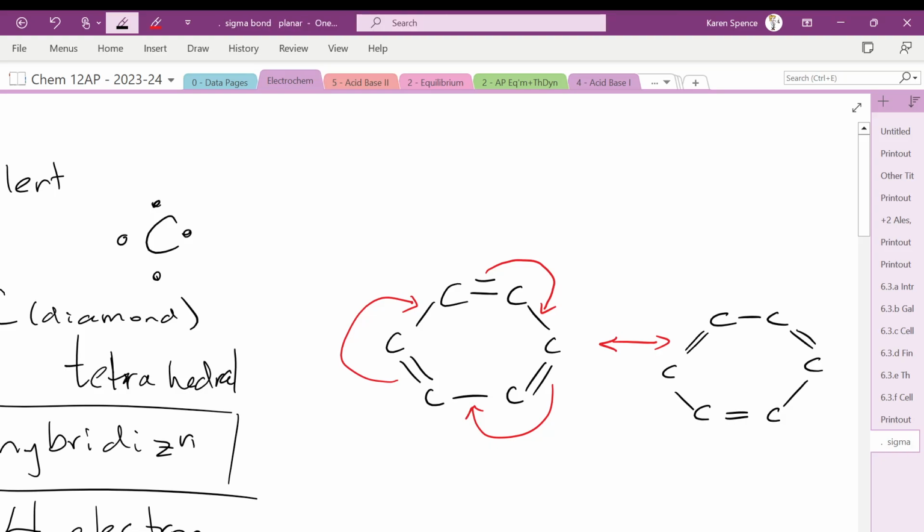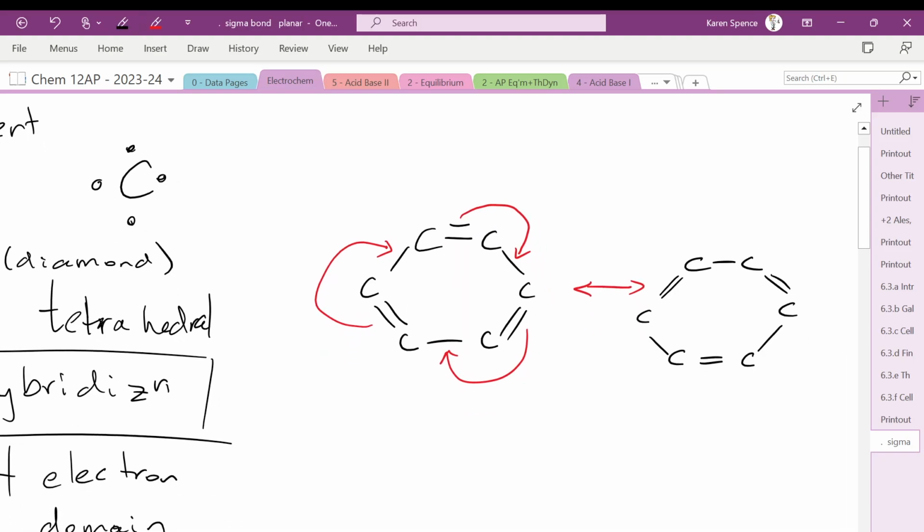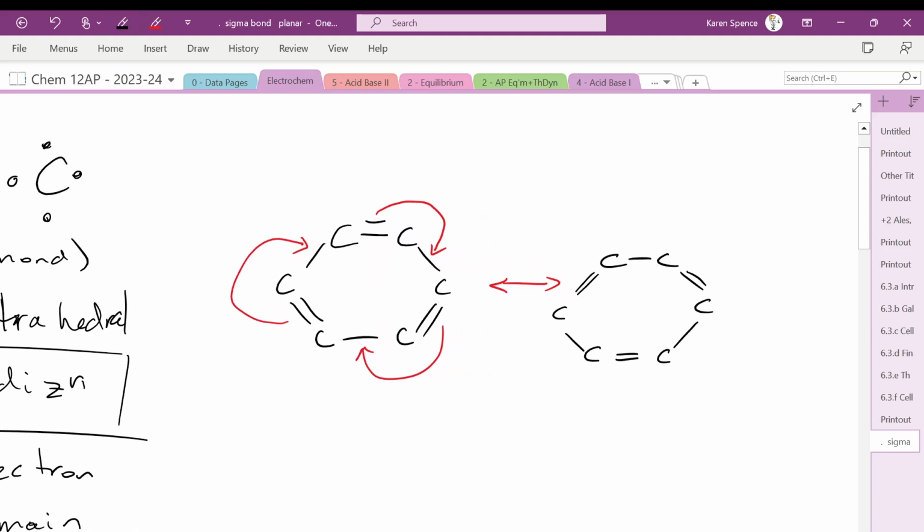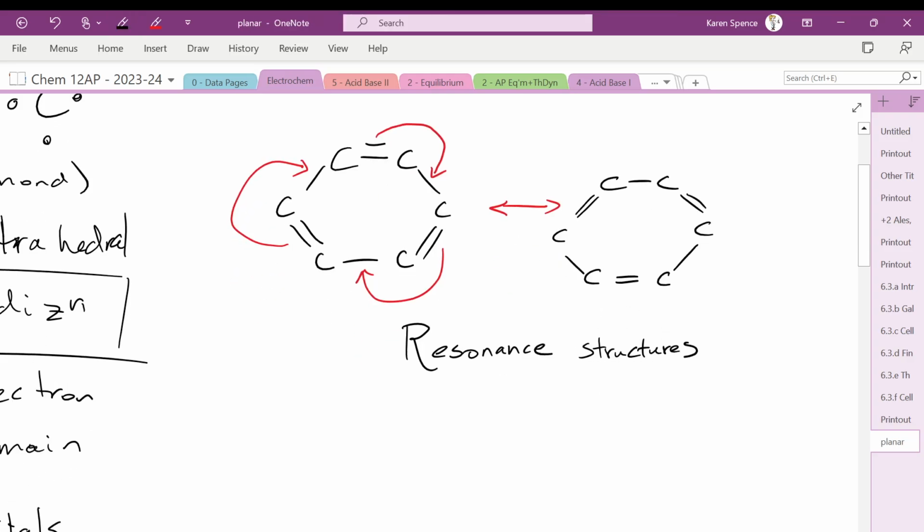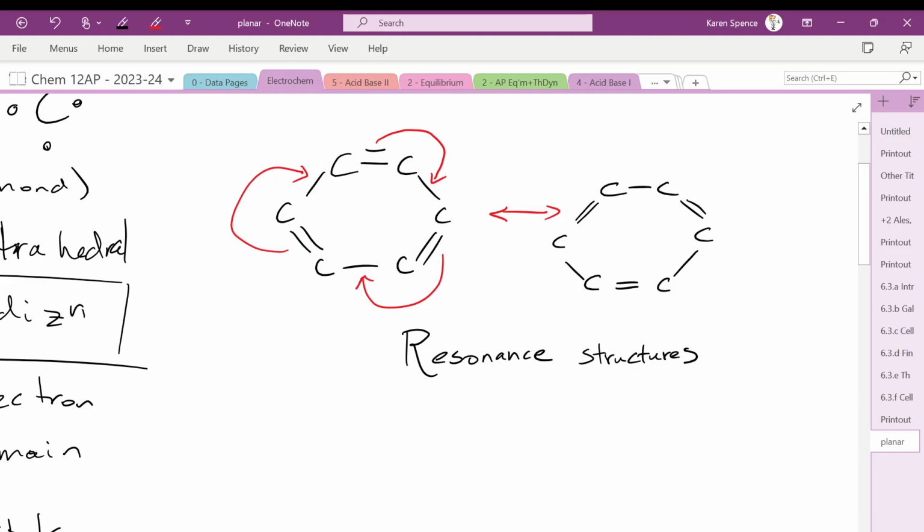Is that ringing bells? Yes. What do we call this process where it goes back and forth? Resonance, yes. Okay, so that is a resonance structure. When you get that flipping back of where the double bond moves around, that's called a resonance structure.